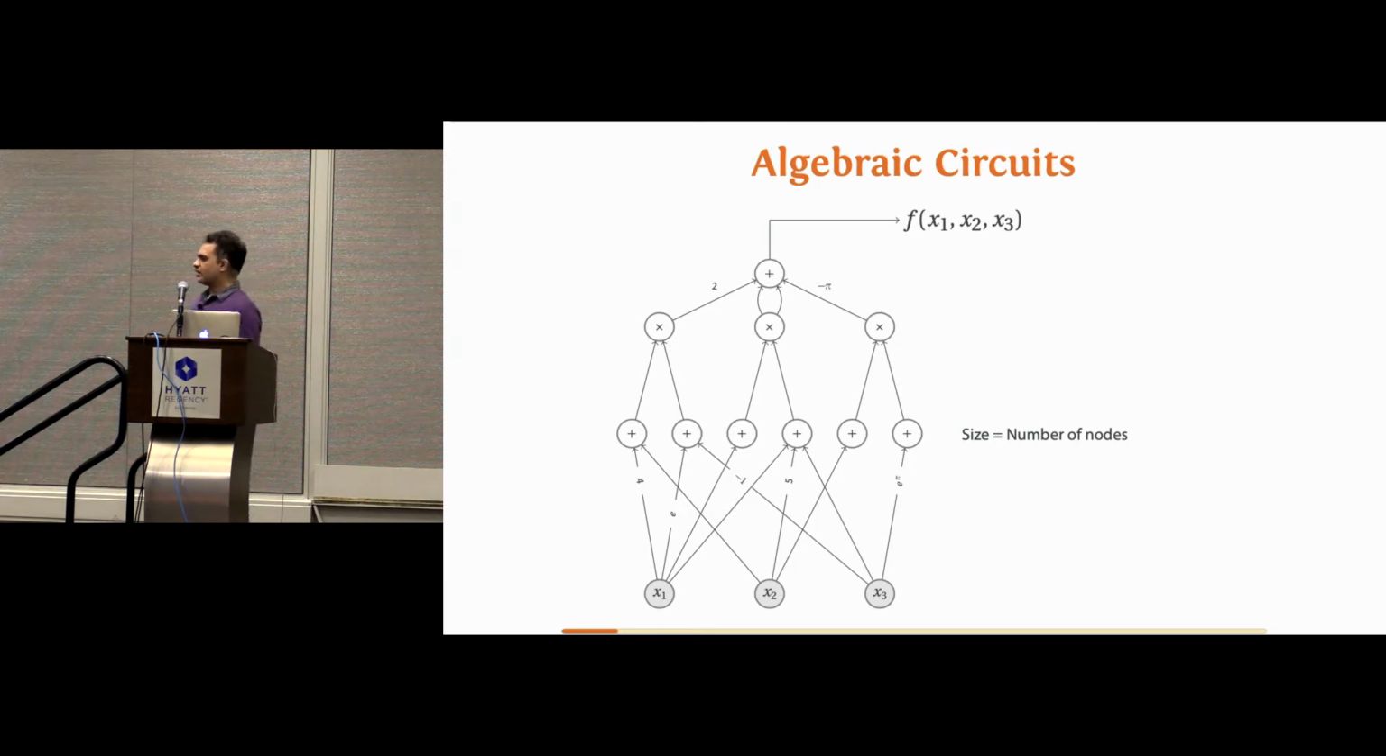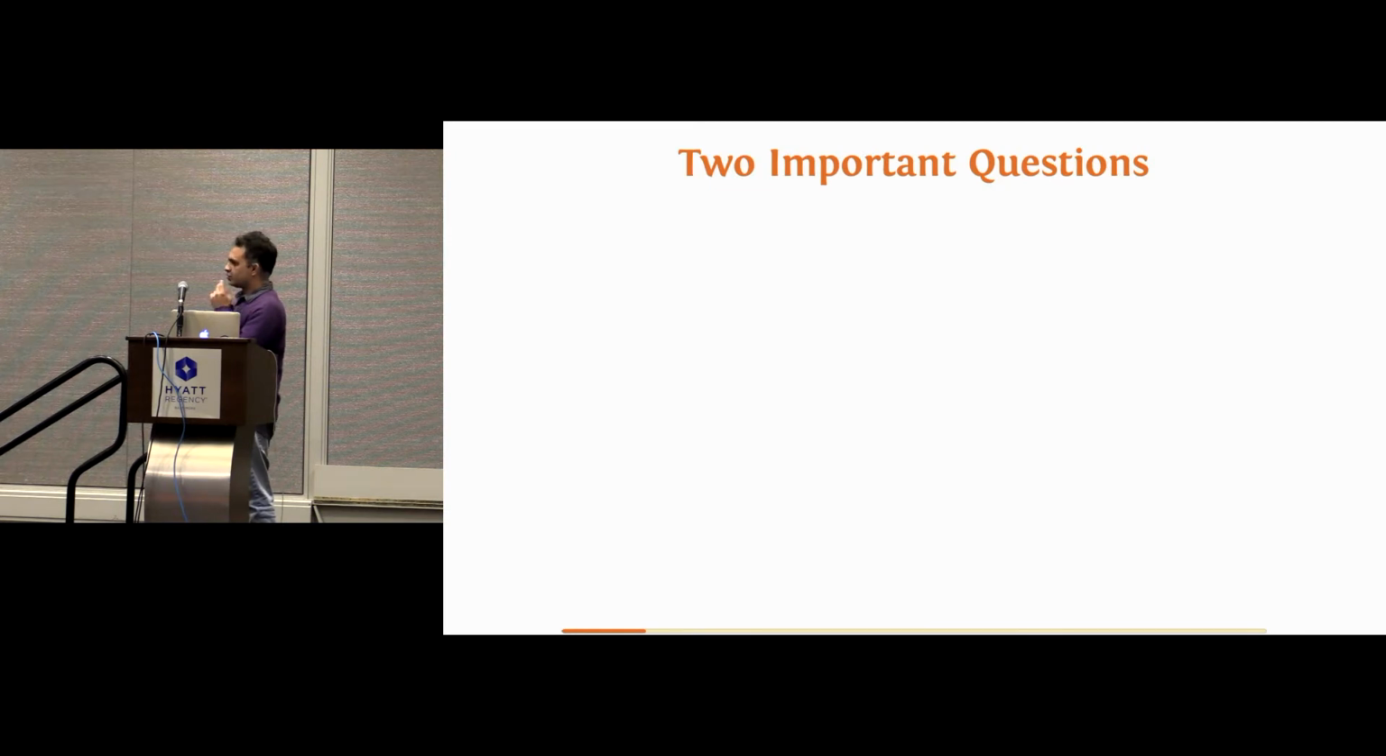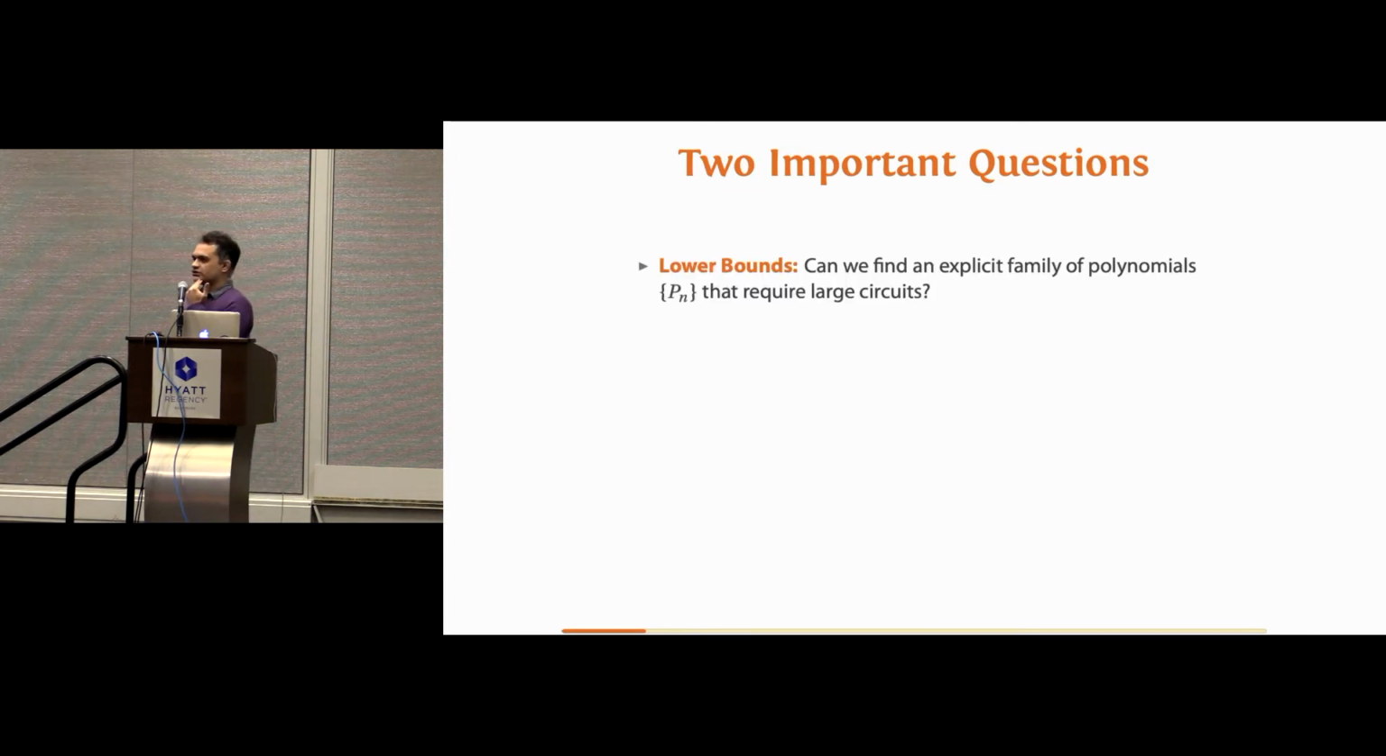And throughout this talk, I'll just be assuming that you're working over a field like the reals or the complex numbers, so that there are no finite field things that happen. Okay? And there are two main important questions when it comes to algebraic circuits. The first one is a lower bounds question, which is that we want to find a family of explicit polynomials that require large algebraic circuits. That's the lower bound question.